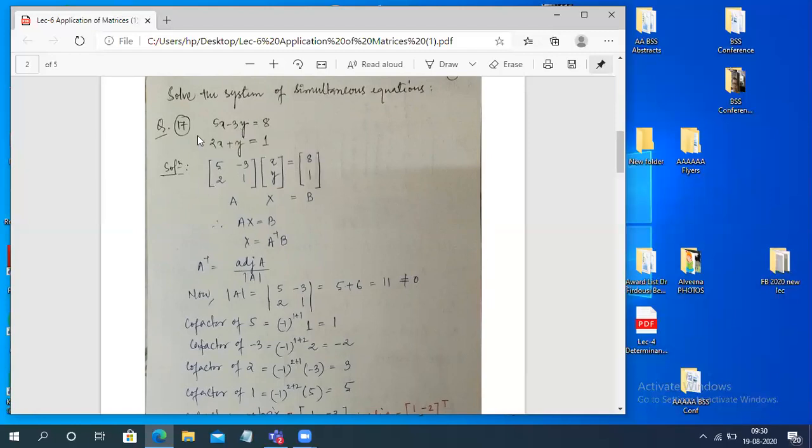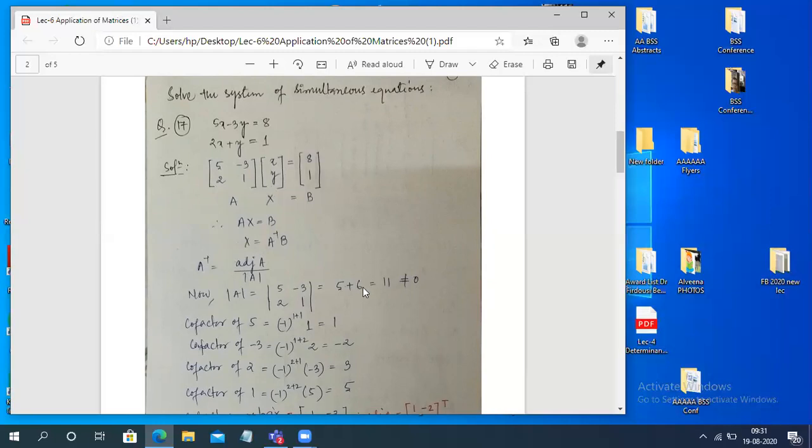Capital X is the unknown, that is here x and y. And this is equal to B, and B is the constants given on the right hand side, and that is your 8 and 1. So this given equation can be represented in the matrix form like this: AX is equal to B. Now what is the formula of X? X is equal to A inverse B. So to find the value of x and y, first we will find A inverse, then in the second step we will multiply A inverse with B.